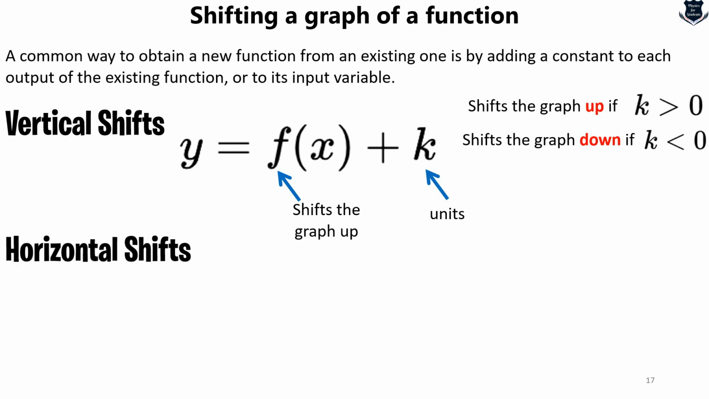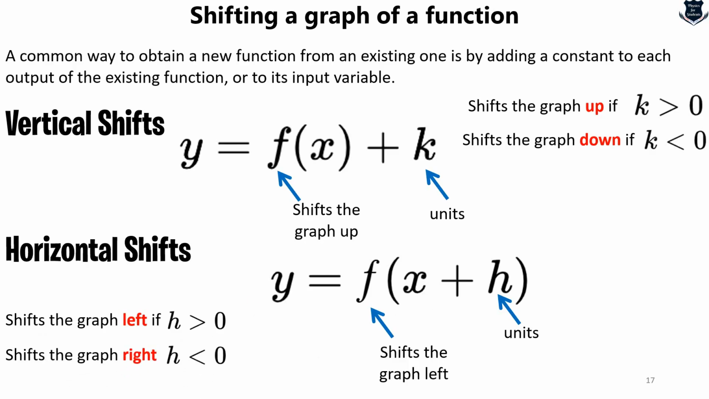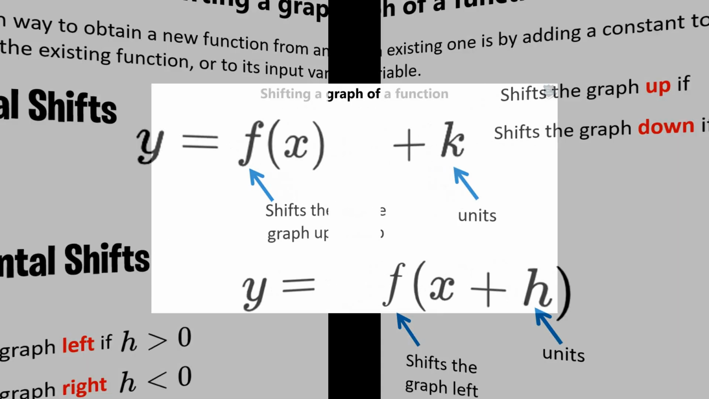Now what about horizontal shifts? Horizontal shifts would be y equals f of x plus h. Here the graph of f shifts left h units if h is greater than 0, and it shifts right similarly if h is less than 0. As simple as that. Now can we see this kind of shifting in a nice simple graph with colors?